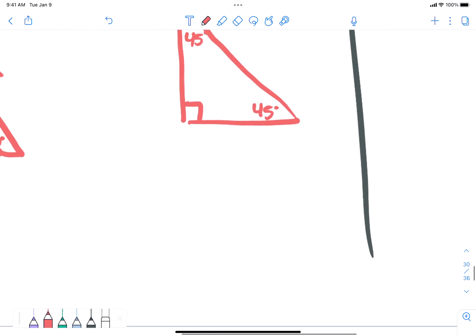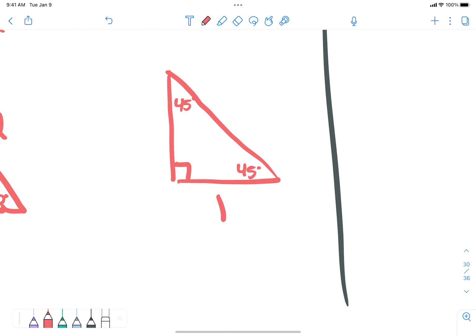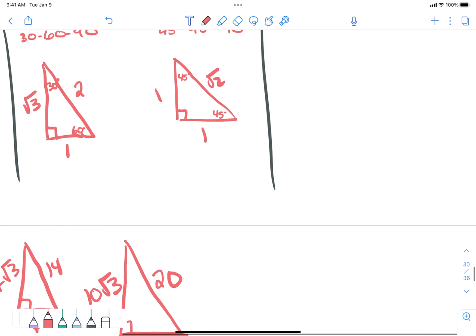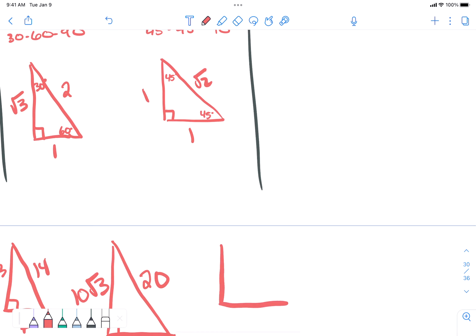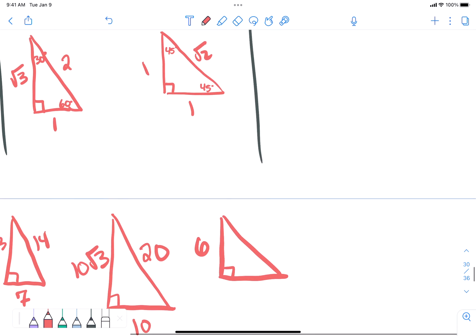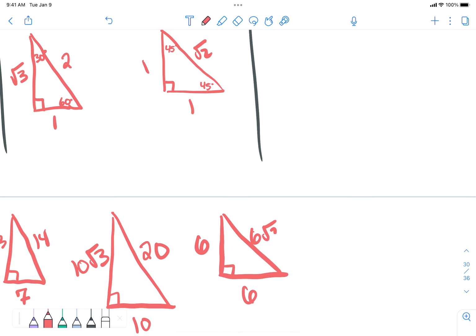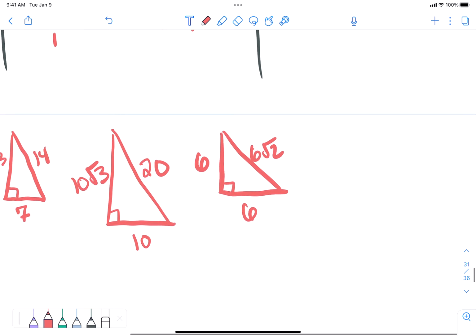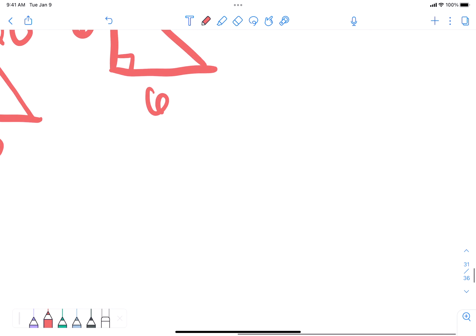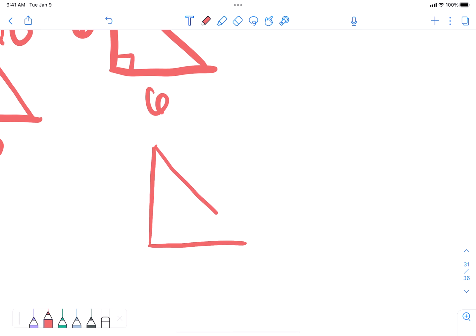What about a 45, 45, 90 triangle? 1, 1, square root of 2. Okay, now I'm going to give you an easy one, and then I'll give you a hard one, okay? Let's say, here's my triangle. Let's say this is 6. 6 and 6 square roots of 2, right? Okay, now let's do another hard one. Let's say that this guy is 5 square roots of 2. That's 10. She's so smart.